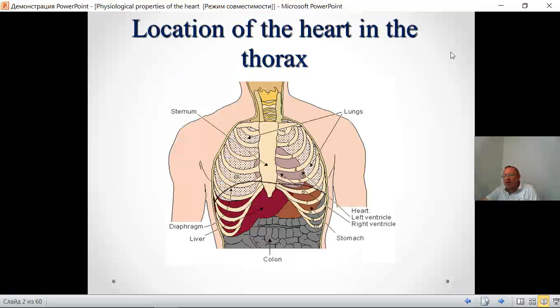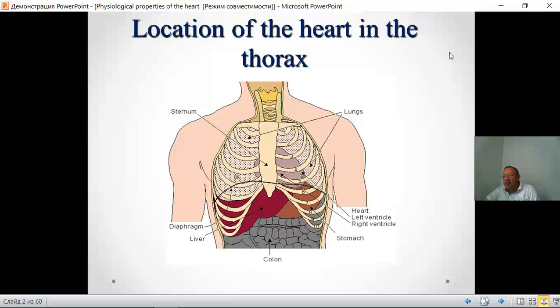The human heart is located within the thoracic cavity, medially between the lungs in the space known as the mediastinum. The figure shows the position of the heart within the thoracic cavity.